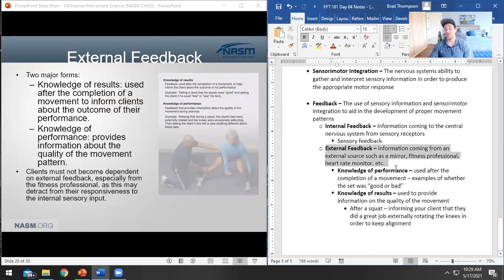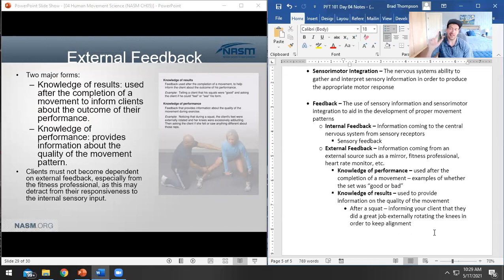In the realm of external feedback, we've got two subcategories here. There's knowledge of performance, which is literally just telling your clients, hey, really good job, good or bad, right? That's your knowledge of performance. But then there's also knowledge of results, and that's about the quality of the movement. So after a squat, if you say, hey, good job, that's knowledge of performance.